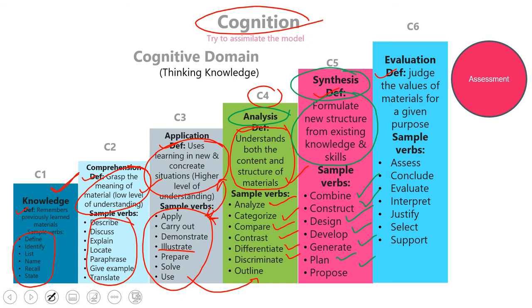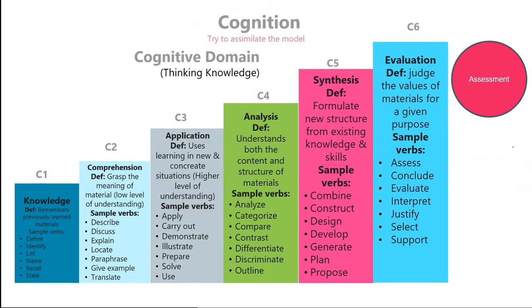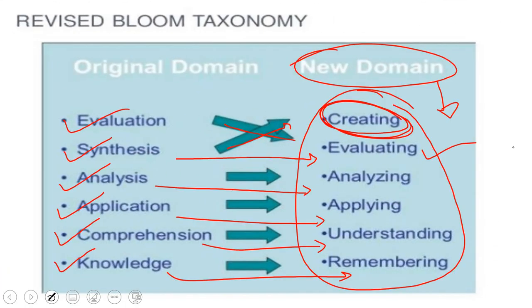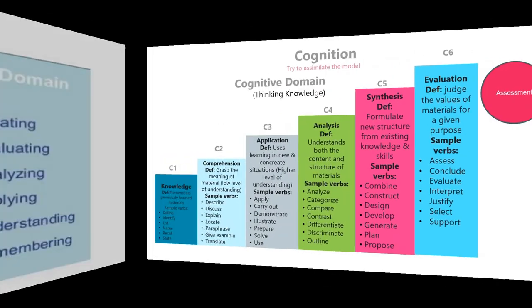What is important to understand is that creativity is the final stage, and the best narrative for this one is that he can judge the value of material for a given purpose. And remember, for a given purpose, this is important. Once that given purpose target is achieved, it leads to creativity. In certain slides you can find that in the revised Bloom's taxonomy they have referred to it as creativity, so you should not be confused by that.